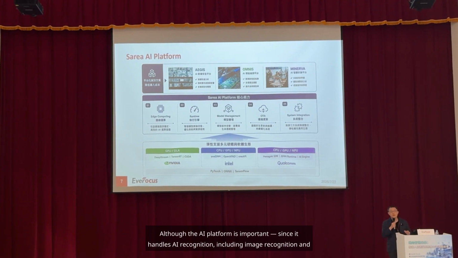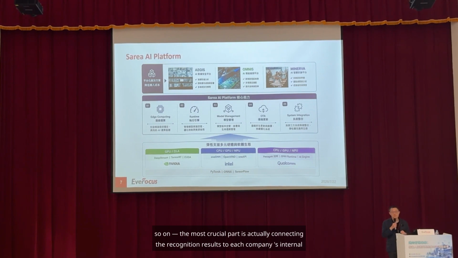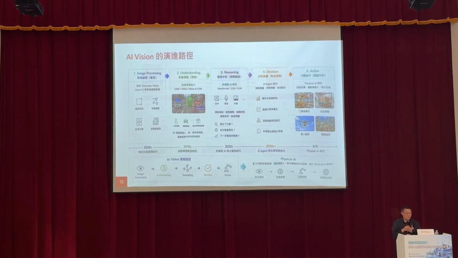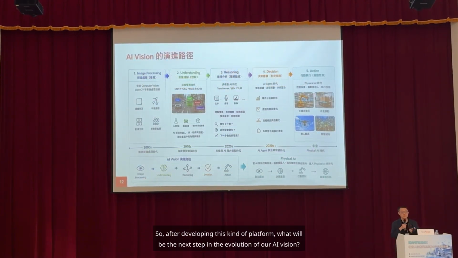Although the AI platform is important since it handles AI recognition, including image recognition and so on, the most crucial part is actually connecting the recognition results to each company's internal systems. So after developing this kind of platform, what will be the next step in the evolution of our AI vision?